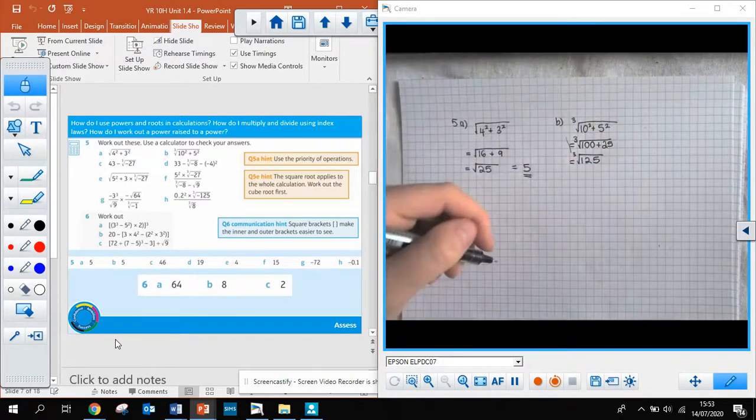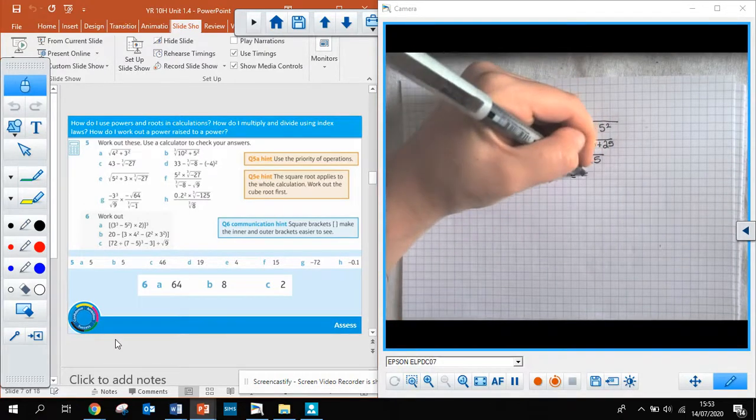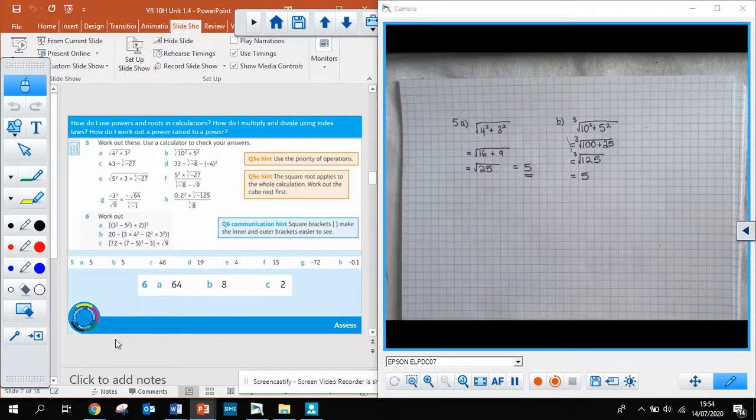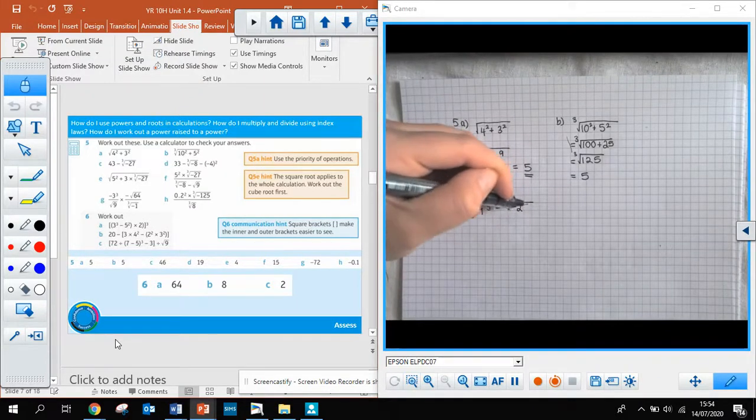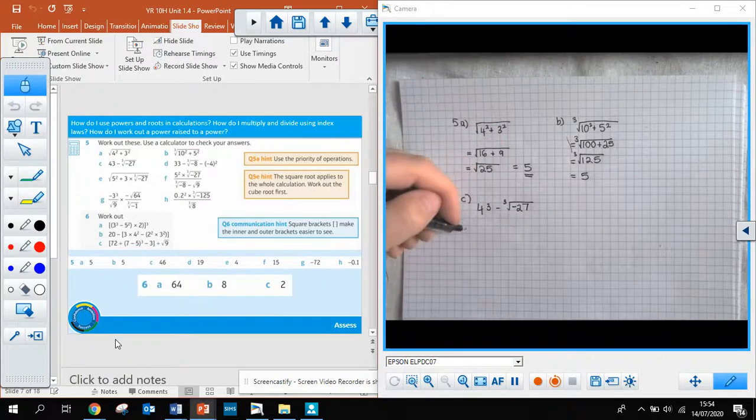And the cube root of 125 is 5. Okay, part C. We've got 43, subtract the cube root of minus 27. Okay, so first we're going to leave 43 the same.